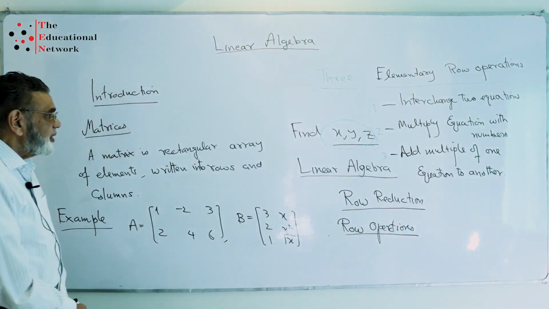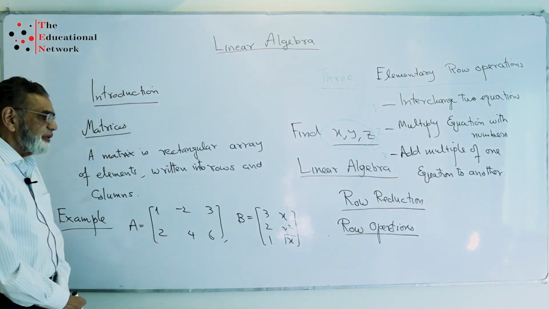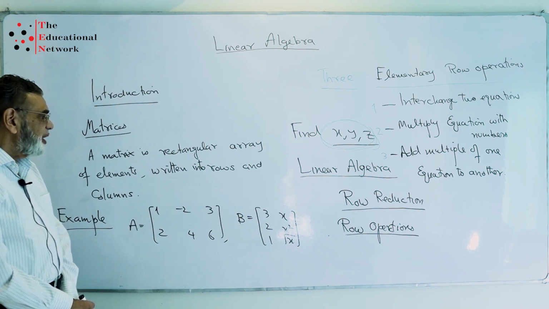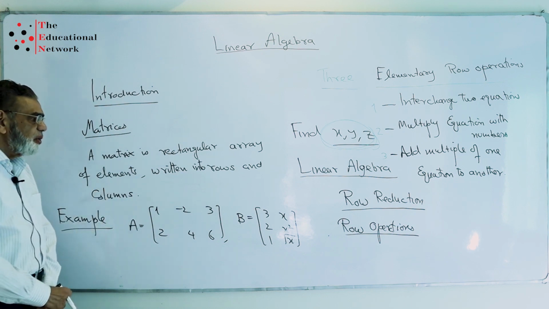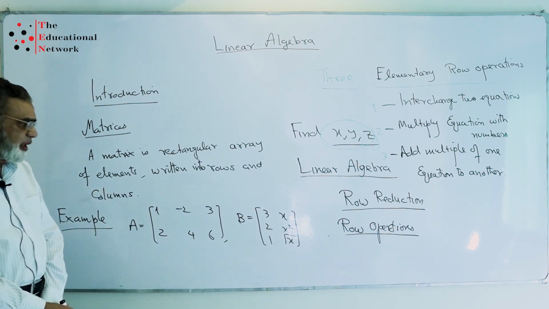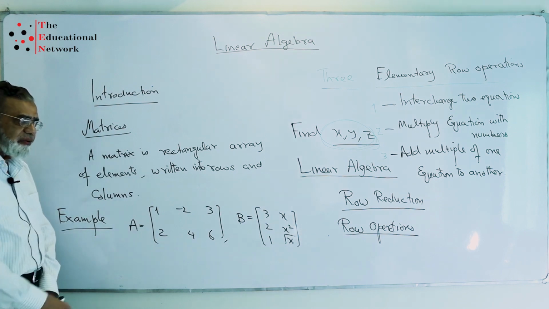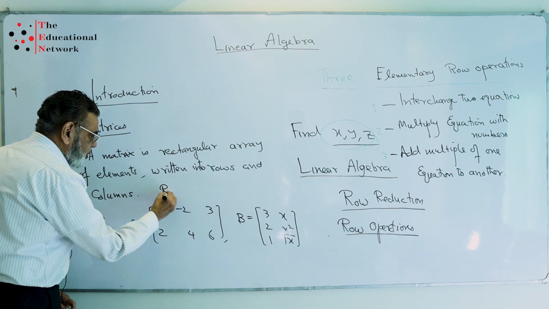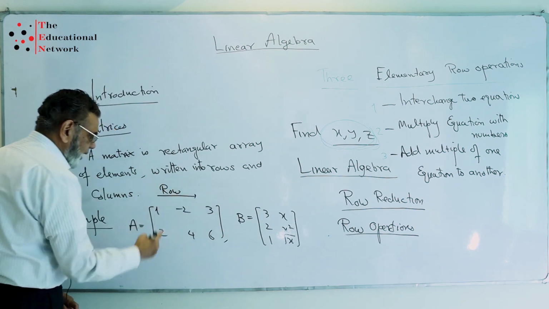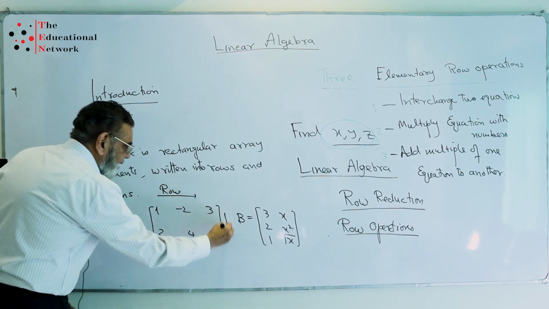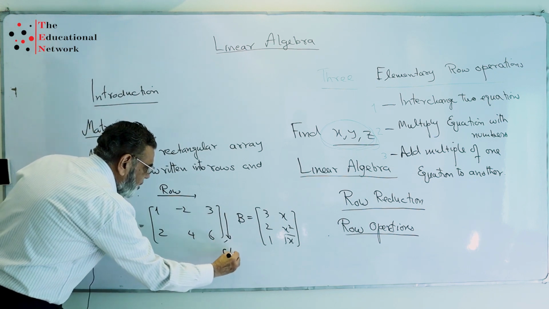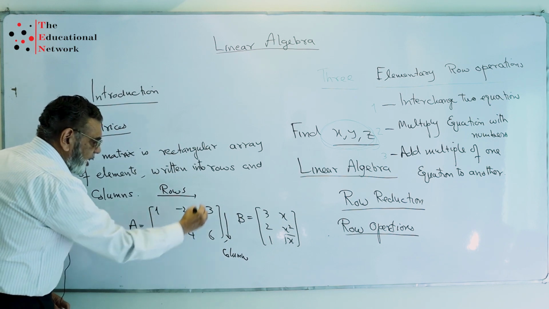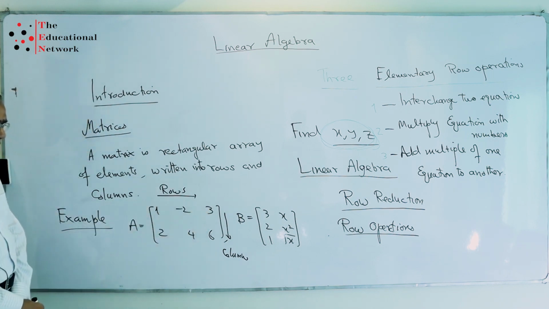Now I'm going to introduce the new concept. The concept of matrices, which is the plural of matrix. What is a matrix? A matrix is a rectangular array of elements written in rows and columns. I have written 2 examples for you. One is example A. We have only the numbers. It's 1, minus 2, 3. This is my row. And here 2, 4, 6. And this is my column. There are 2 rows and there are 3 columns, and they are all numbers. They are constants.